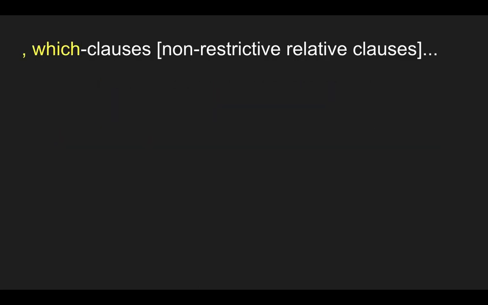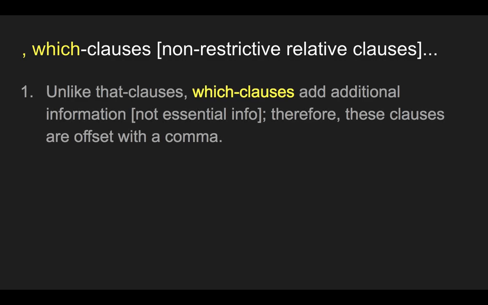Okay, so our second type of new structure that we're talking about today is the other side of this relationship. So relative clauses, there's two types. There's a restrictive relative clause and a non-restrictive relative clause. And the non-restrictive relative clause is always started by "comma, which." So I call these comma-which clauses. Unlike that clauses, which clauses add additional information. It's not essential, it's additional. Therefore, these clauses are offset with a comma.